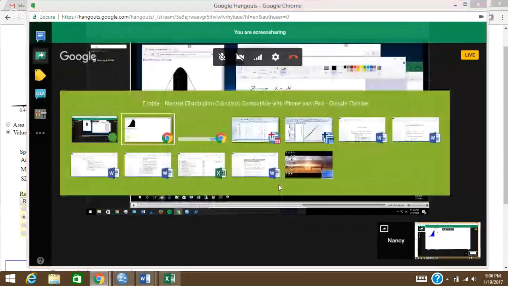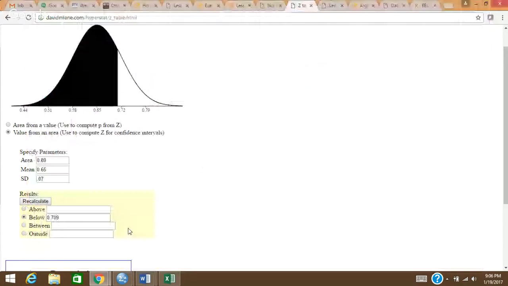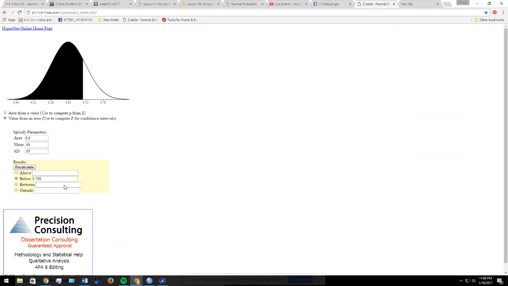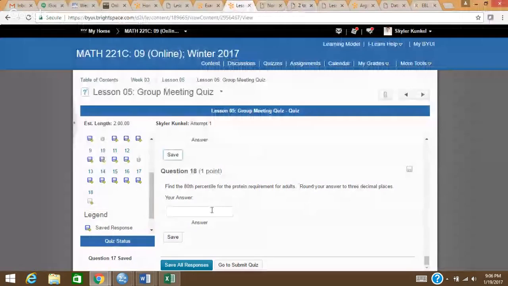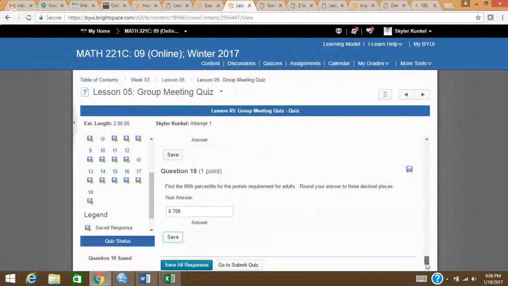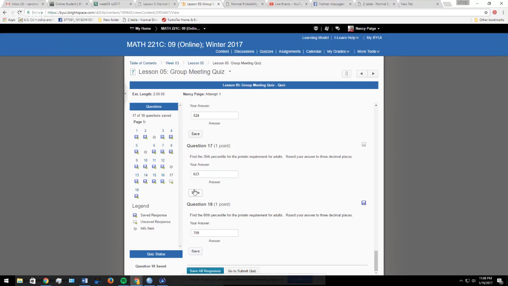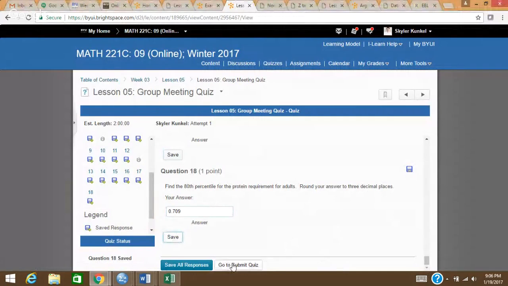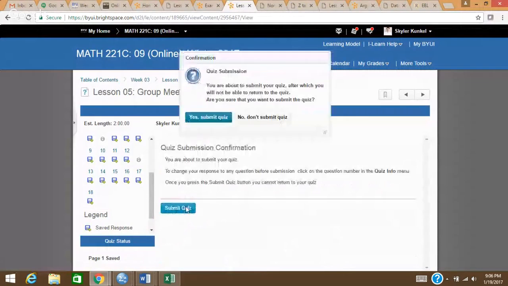So the answer that you got for 19 is 0.709. That's what I got. I mean, this calculator is super easy, but eventually we're going to have to know how to find it by hand. Okay, submitting it.